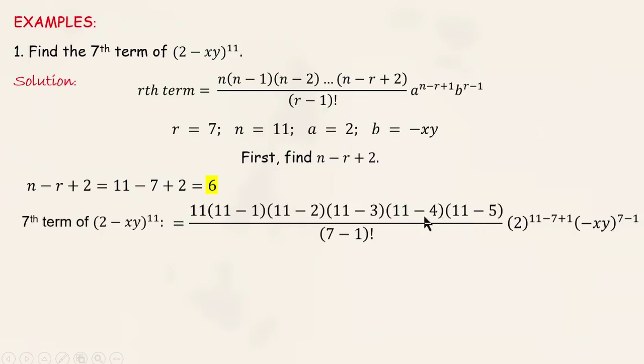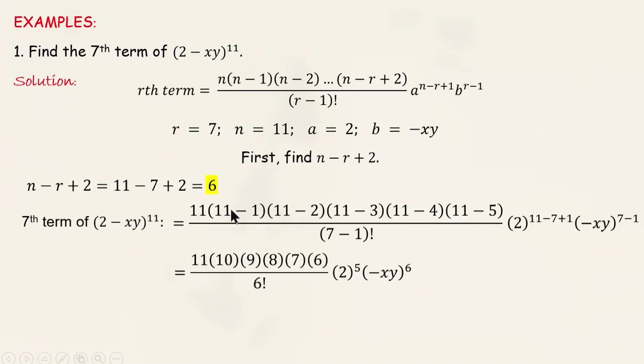And that is up to 11 minus 5 because 11 minus 5 is equal to 6. We're not gonna end at 11 minus 4 because it is 7, and the value of n minus r plus 2 is 6. Nor do we end at 11 minus 6 because it is only 5. That is why it is important to first solve the value of n minus r plus 2 before we determine the value of a particular term of a binomial. And so we simplify. This is equal to 11 times 10 times 9 times 8 times 7 times 6 over 6 factorial times 2 raised to 5 times negative xy raised to 6.